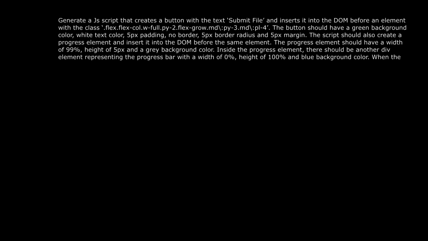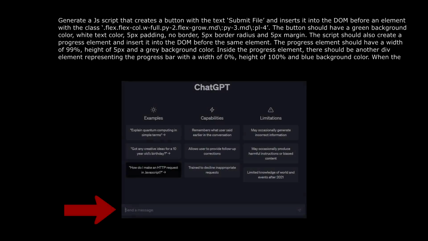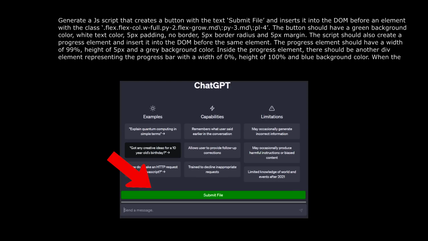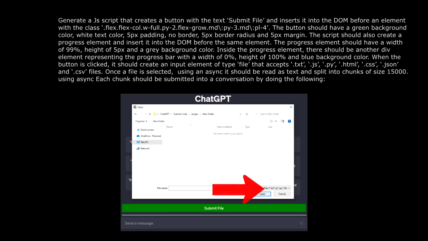In the first part of the prompt, we're asking ChatGPT to create a button called submit file, and then it should add this button on an element on the web page. Then we provided more information on how to design the button. We also asked ChatGPT to create another object that would represent the progress bar, as well as the properties for that. And now we asked ChatGPT to create an element that will receive these types of file formats, and if the files are over 15,000 characters, then break them into chunks and submit them into ChatGPT.